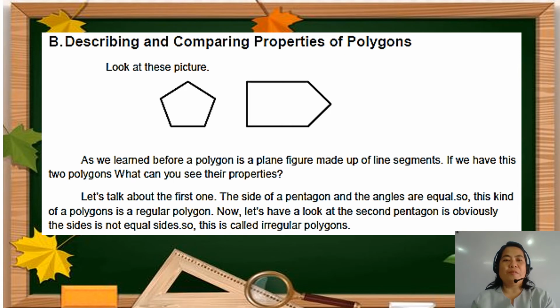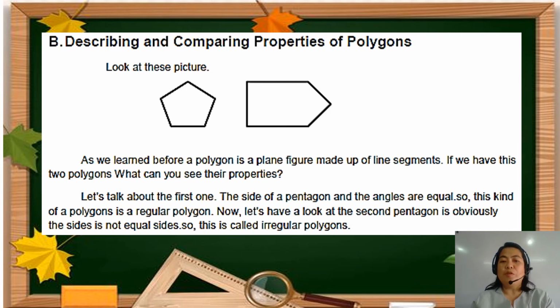B. Describing and comparing properties of polygons. Look at this picture. Naay duha ka figure. Let's count how many sides. 1, 2, 3, 4, 5. The next is 1, 2, 3, 4, 5. So pareha sila, adunay 5 ka sides.